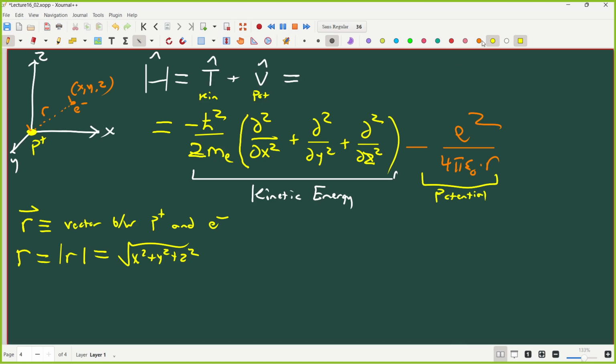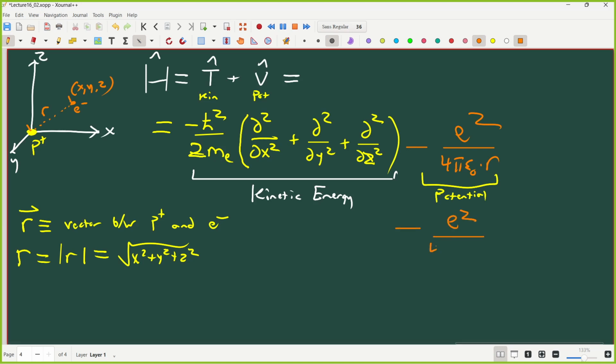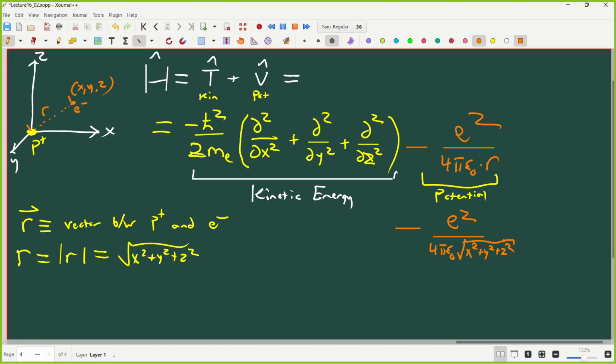So we could write this very easily as, if we wanted, e squared over 4 pi epsilon naught times the square root of x squared plus y squared plus z squared. Right? We could do that. And now we have everything in our coordinates: the momenta, the kinetic energy of our particle in xyz space, and our potential in terms of xyz. But this should be scary to you, to have this square root of a bunch of squares in the denominator. Let me explain why.